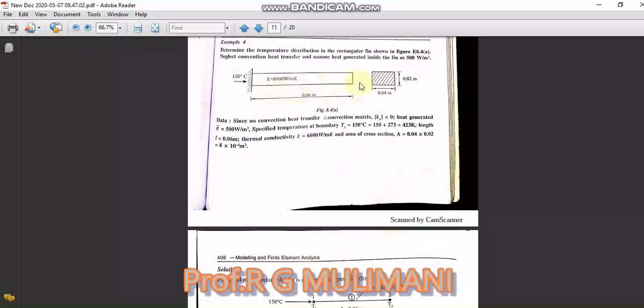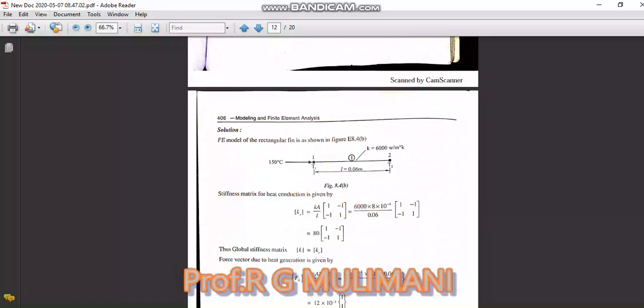You can consider two elements or a single element. If you consider two elements, you find the conduction matrix for both elements, then you find the global conductivity matrix. If you are considering it as one element, then the same conduction matrix is the global matrix. Okay, let us find the global matrix or the conduction matrix for this element.